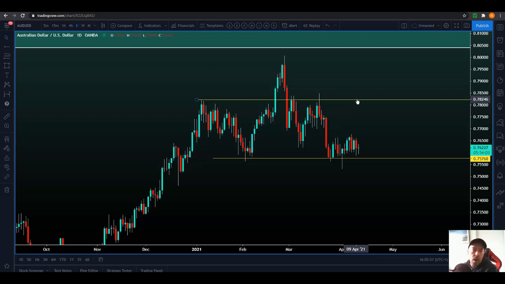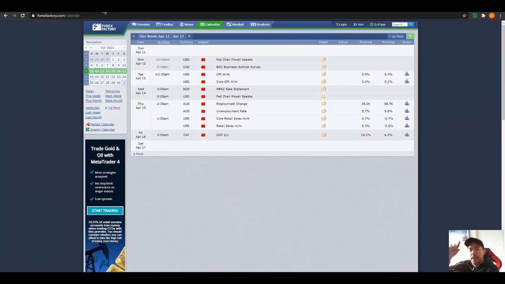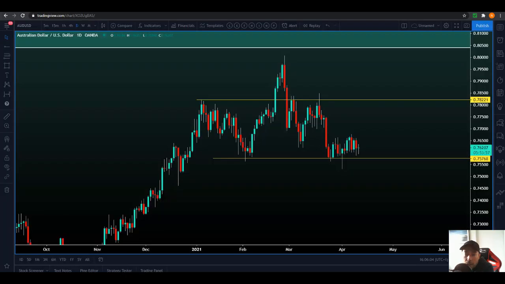So the news, when was the news coming out again? Thursday 2:30 a.m. So we've still got a few days to go. We'll see if we get any movement before, but you could look for that daily close below here around about 75.76. If we get a daily close, then we would presume we're going to see further downside, and then you could drop into the smaller time frames and look for a short trade.